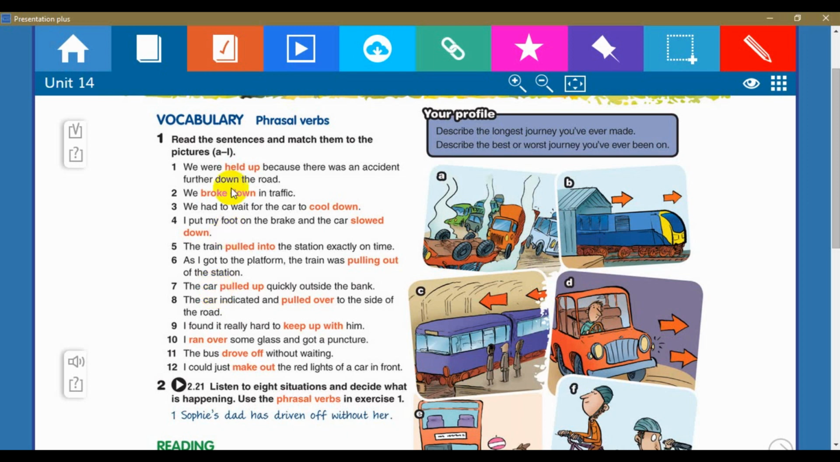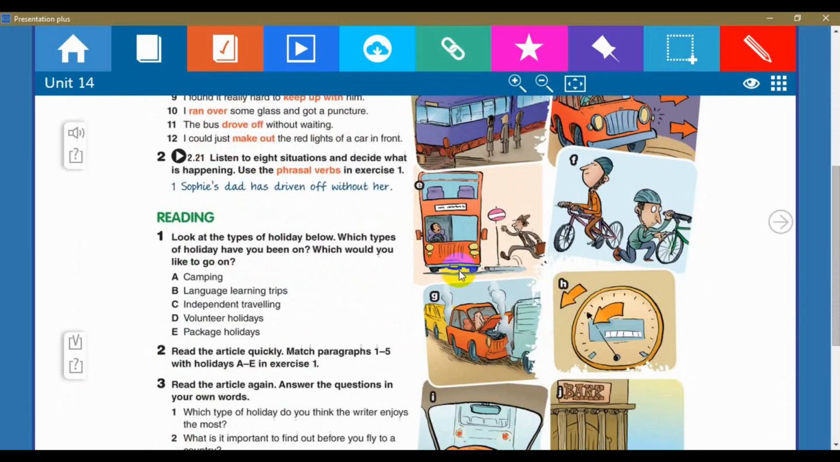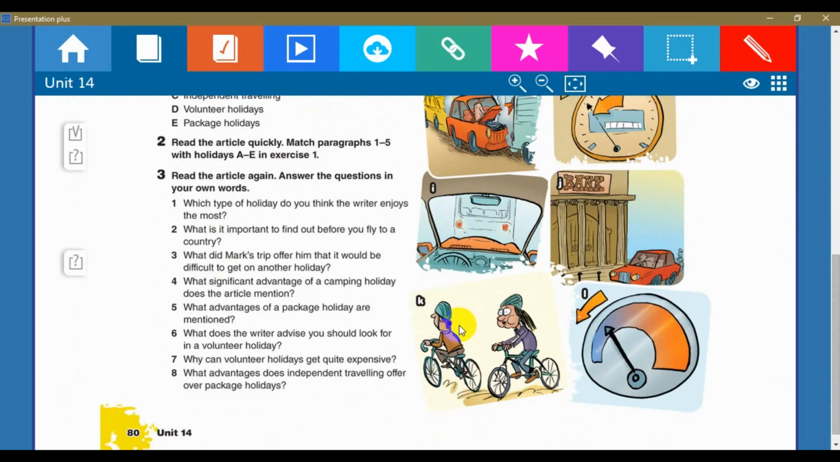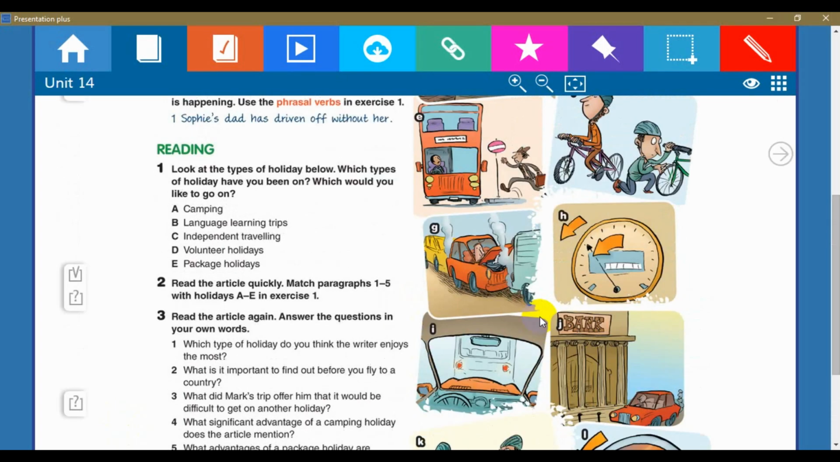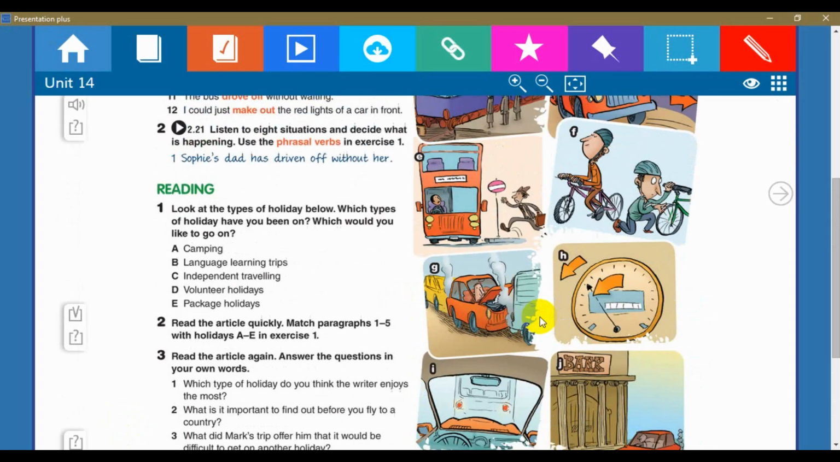In this part, you can read these sentences. We have 12 sentences, and you are going to match these sentences to the pictures. All of these pictures, you have 12 sentences and we have 12 pictures as well, and it is going to help you understand better the meaning of these phrasal verbs.